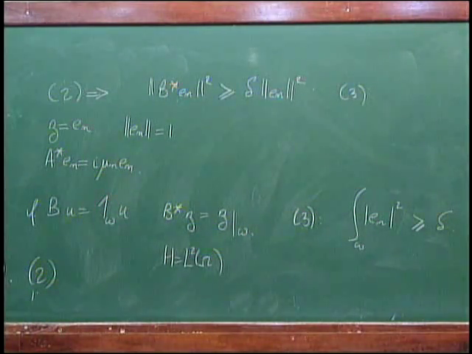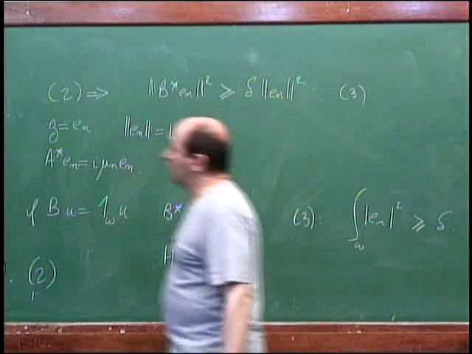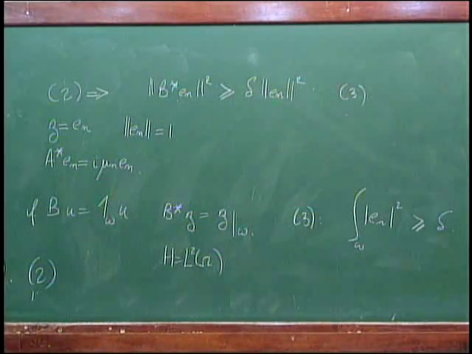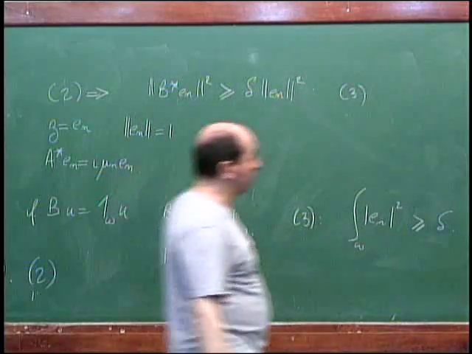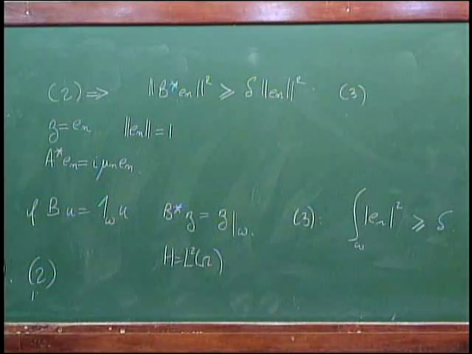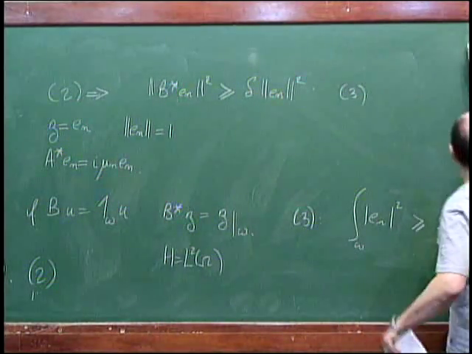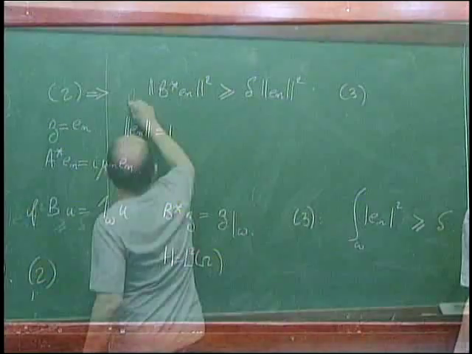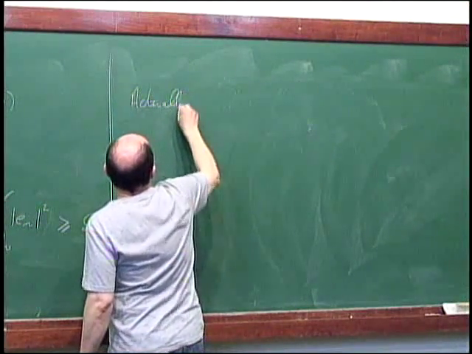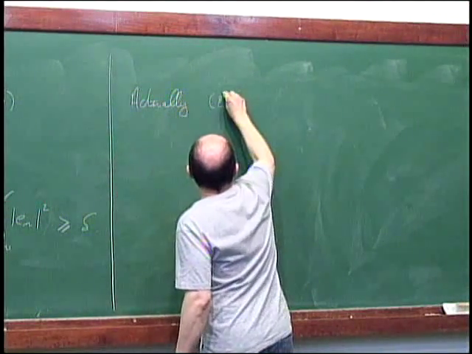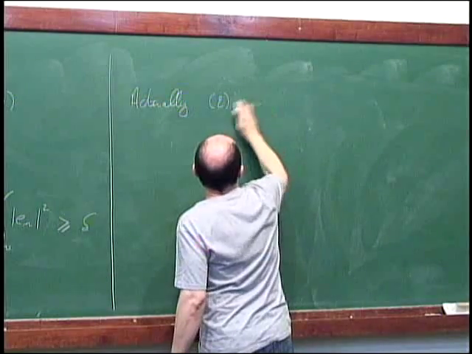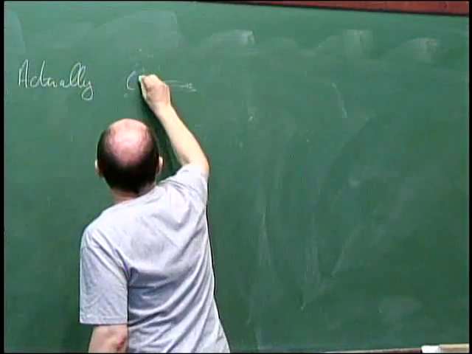And so we don't have this way some criterion to see whether the Schrödinger equation is controllable or not. Actually, 2 is not equivalent, so 3 does not imply 2.